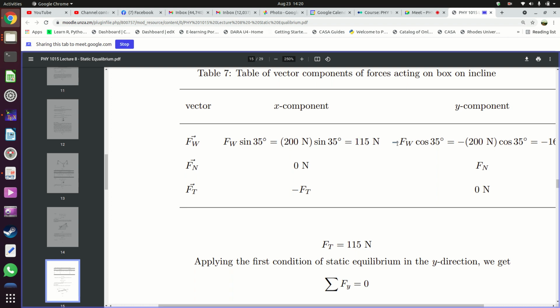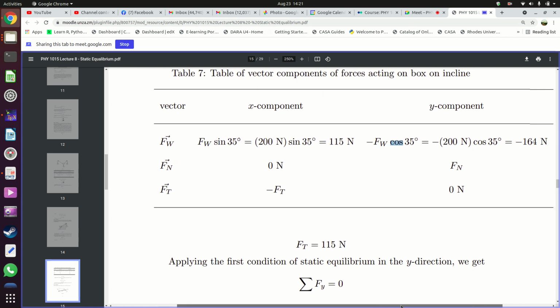Similarly, scrap out this negative, so it's going to be the weight of the box times sine 305 degrees. Cancel out the negative, and you have 200 times sine 305 degrees, which gives you minus, what do you have here? Minus 163.8, which is basically 164. So replace the sine 35 degrees with cos 305 degrees.